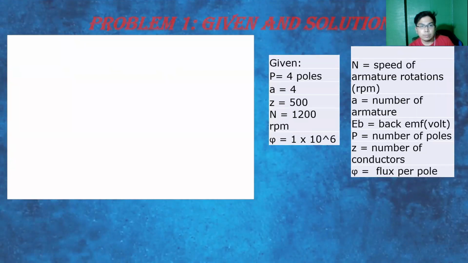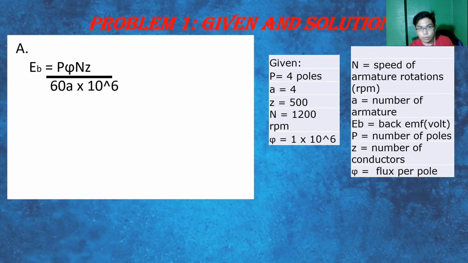So, what are we going to do here? We will use the formula of the back EMF: P, the number of poles, multiplied by the flux per pole, multiplied by the speed of armature rotations, multiplied by the number of conductors, divided by 60 multiplied by the number of armature paths, times 10 raised to 6.